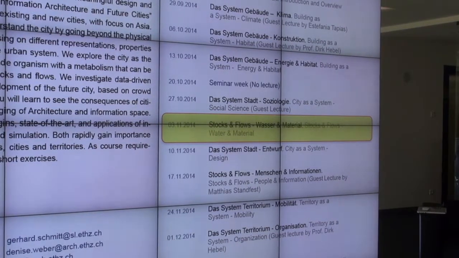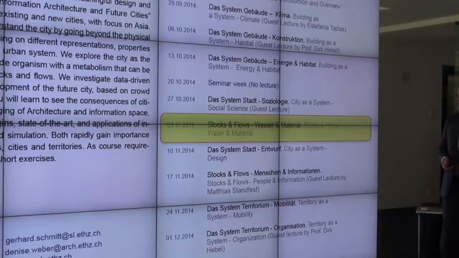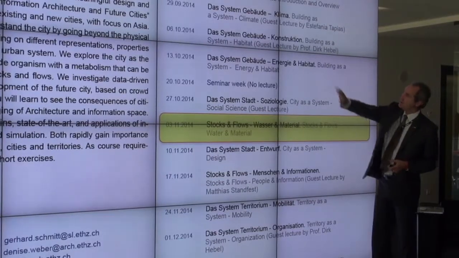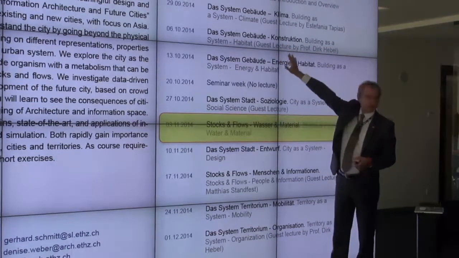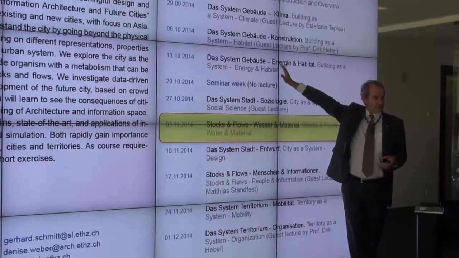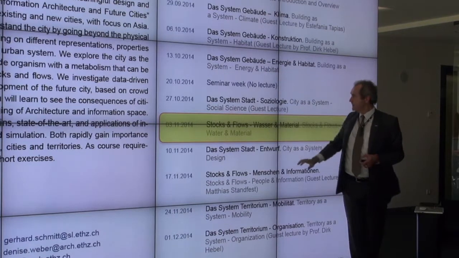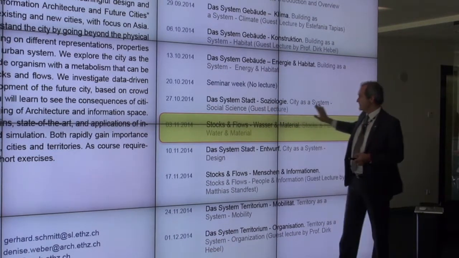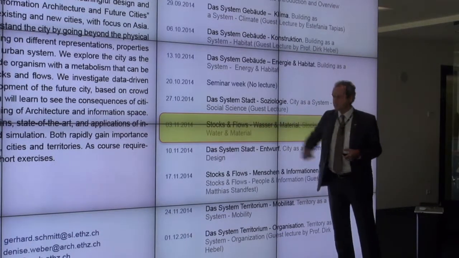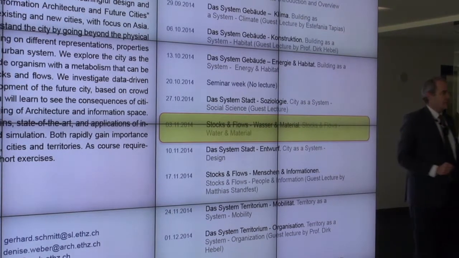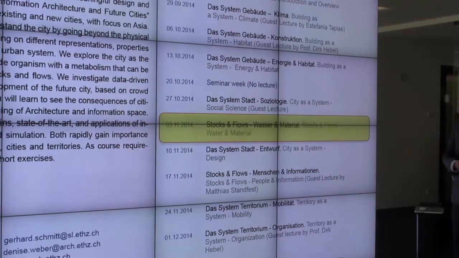Just to position our place in the overall system where we are today, this is the overall course. In the first 3 lectures, you dealt with the house, with the architecture, with the building as a system. Then last time you started with the system of the city and the urban sociology. You got examples. Today, we start with the big topic of stocks and flows, focusing on water and material.